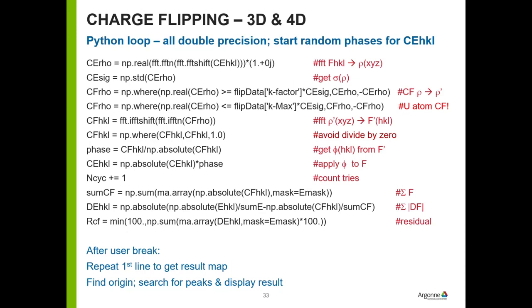Pull out the phase, apply the phases to the original set of structure factors, increment cycles, do a little bit of housekeeping, go back and repeat it. All this in about a dozen lines of code. And it just does it over and over again, up to, I think, 10,000 times. Then when you're done and it looks like it's fitting, it repeats this first line to get the map, and then it goes and finds the origin, searches for peaks, and displays the result.